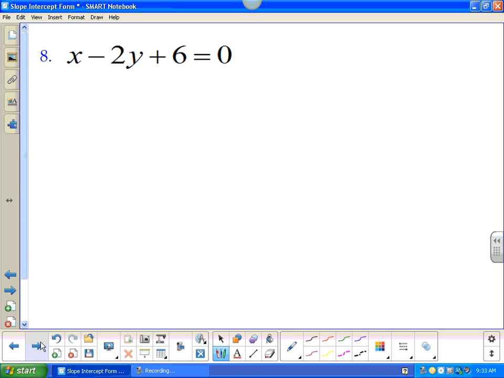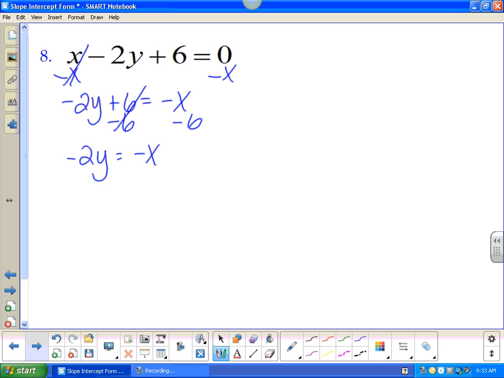Number 8, I'm solving for y. I have two things I need to move. I need to move the x, and I need to move the positive 6. So the first thing I'm going to do is subtract my x. So -2y plus 6 equals -x. I'm not going to put the plus 0. My next step is to move the 6, so I'm going to subtract 6. Put my x first. And my last step is to divide by -2.